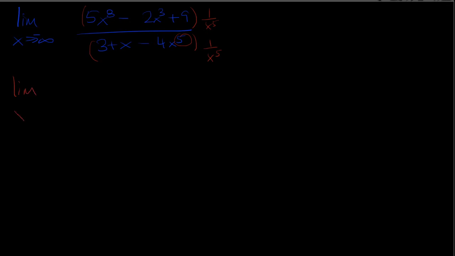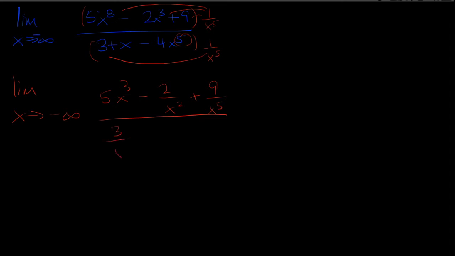So I have the limit as x approaches negative infinity. Now I'm going to distribute the 1 over x to the 5th. We'll get 5x cubed, and then minus 2 over x squared plus 9 over x to the 5th. On the bottom, we have 3 over x to the 5th, and then x times 1 over x to the 5th will just be 1 over x to the 4th. And then the negative 4x to the 5th times 1 over x to the 5th. The x to the 5th will cancel. We'll just get negative 4.